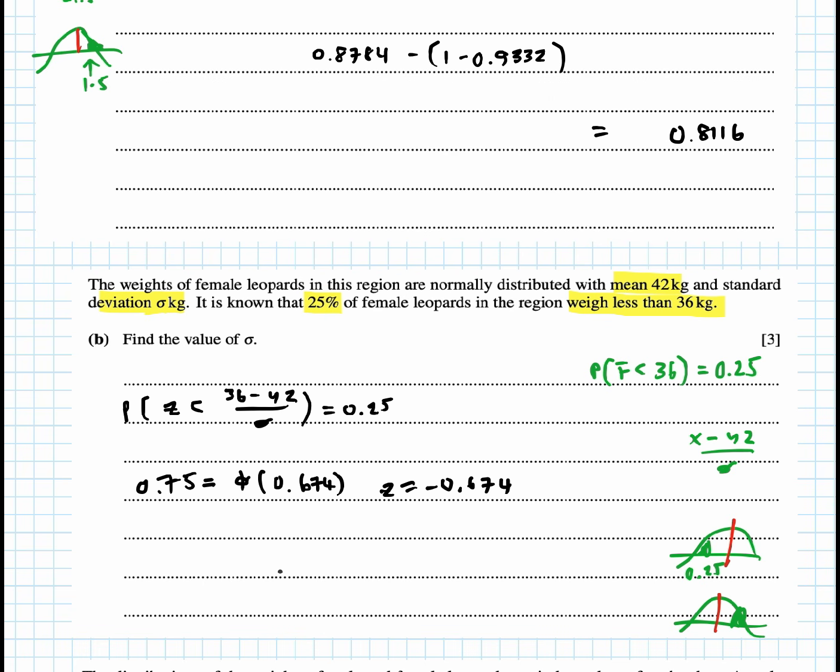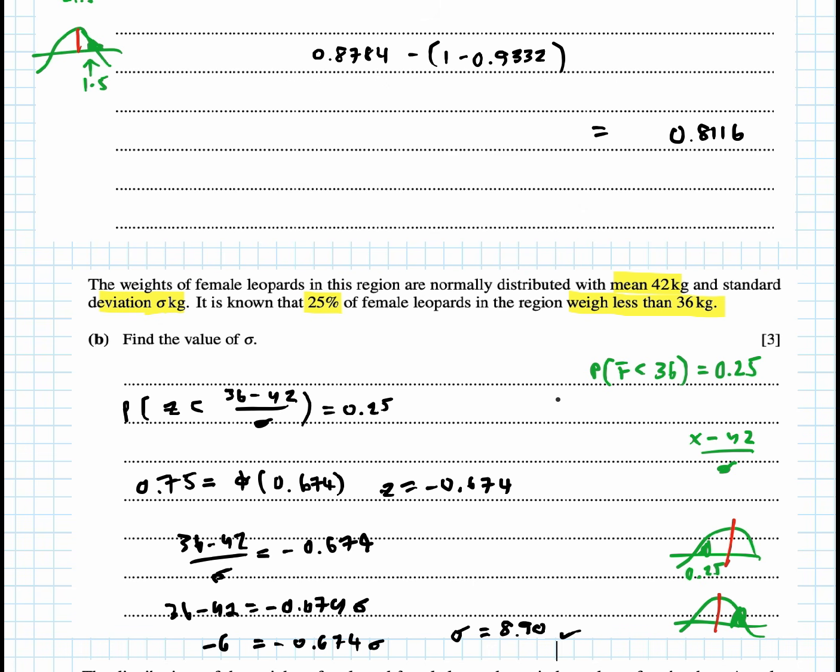So Z is equal to minus 0.674. Is equal to 36 minus 42 all over our standard deviation, which we have to find. So multiply across there, and you'll get minus 6 is equal to minus 0.674 times sigma. And plug in your calculator, you'll get the standard deviation is 8.90. Three significant figures there.